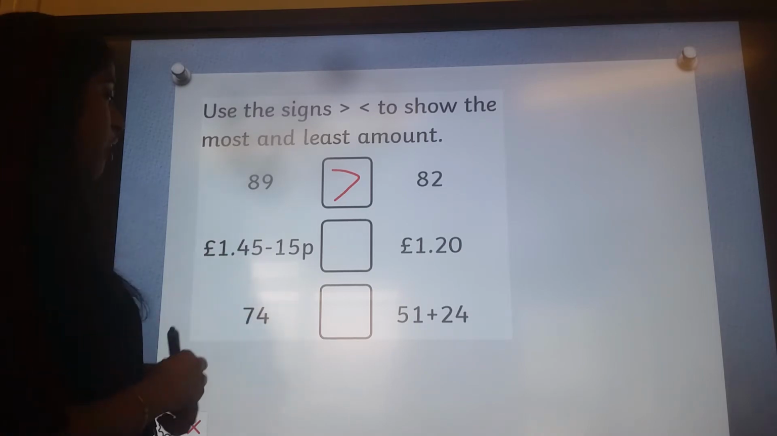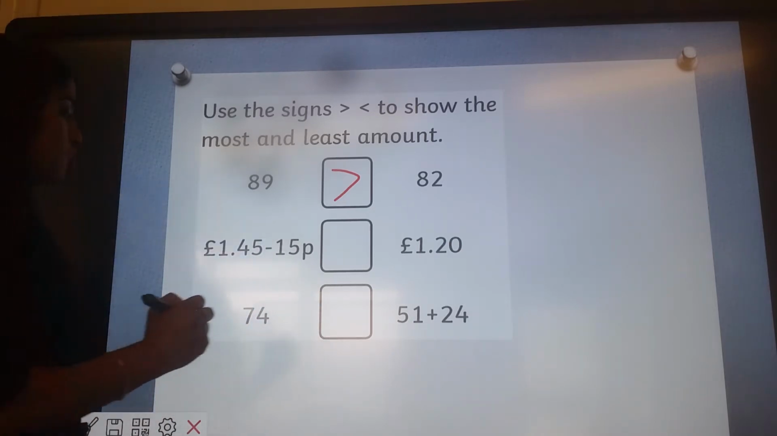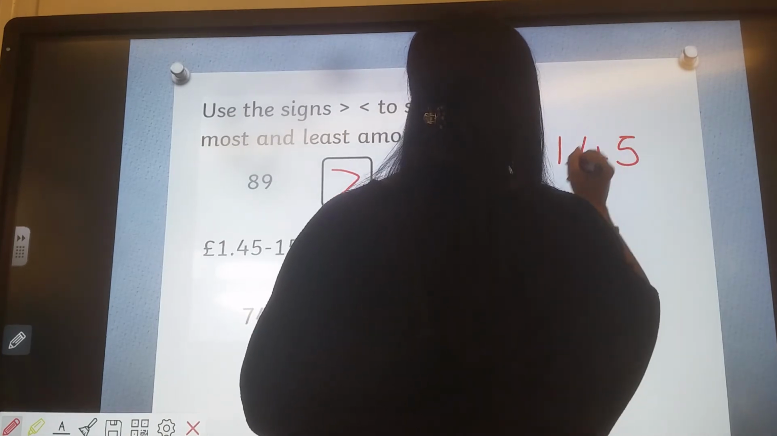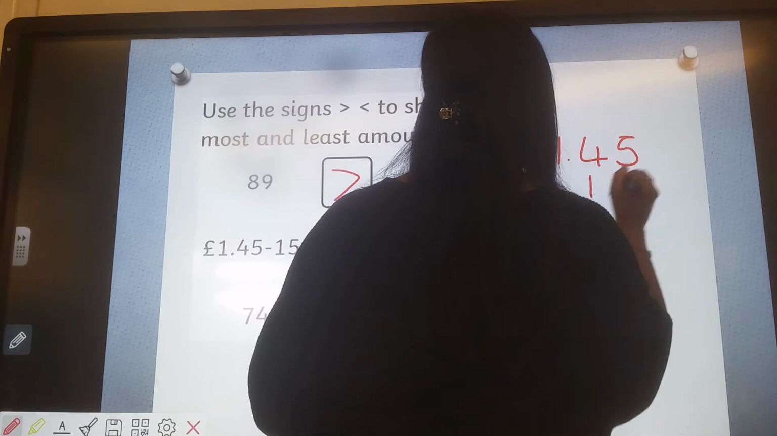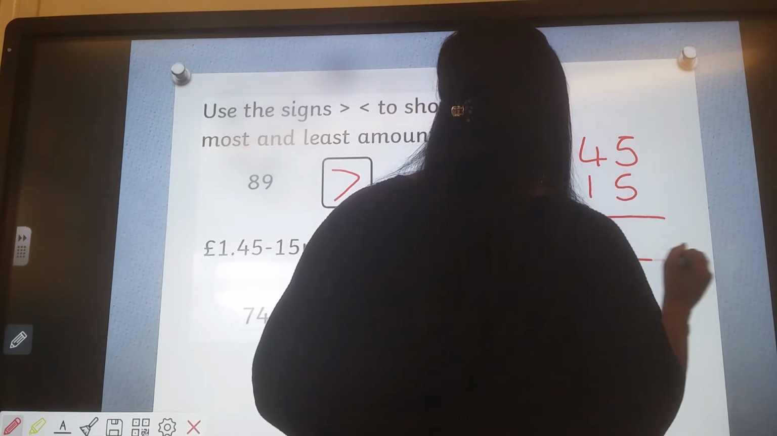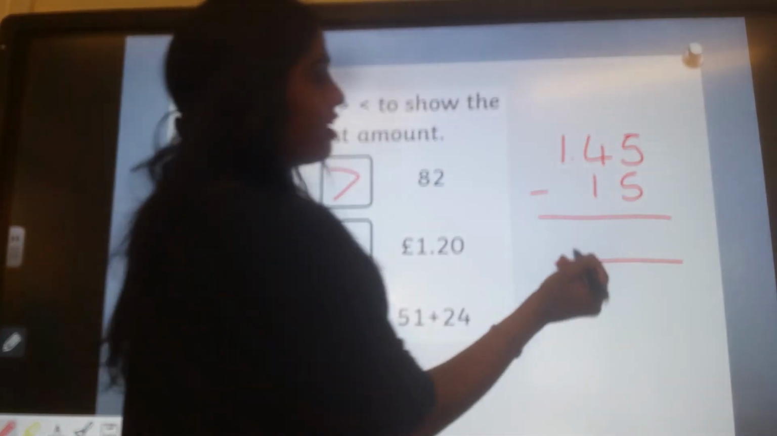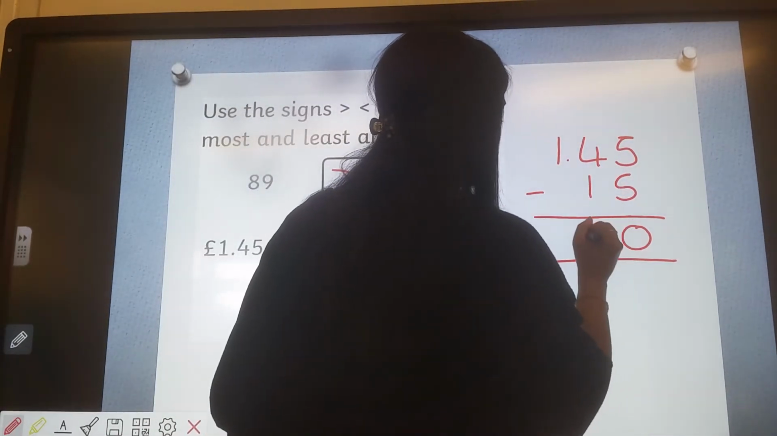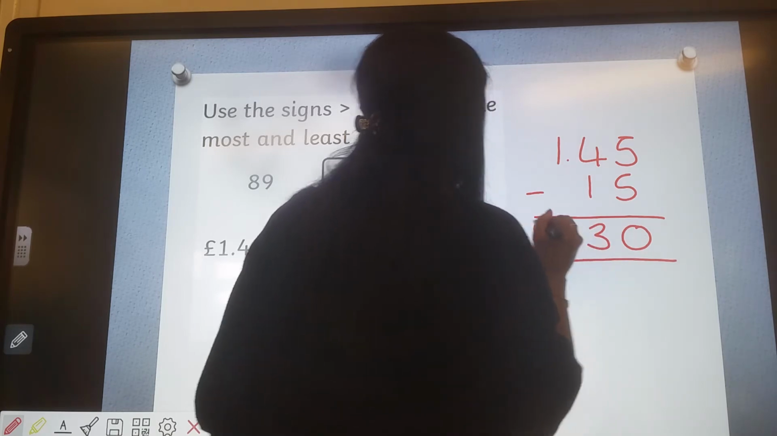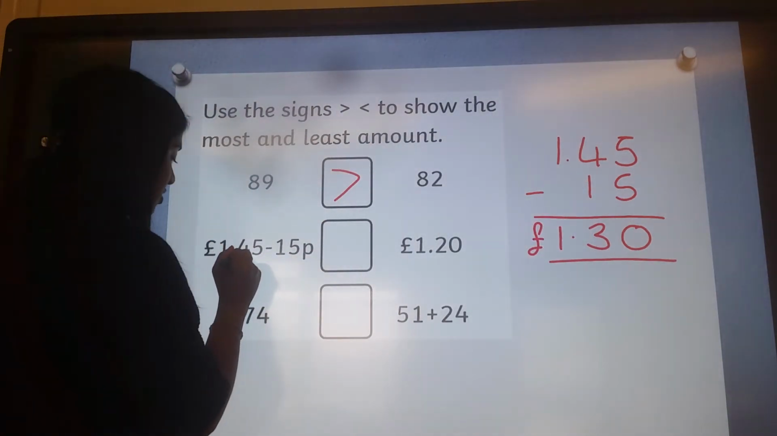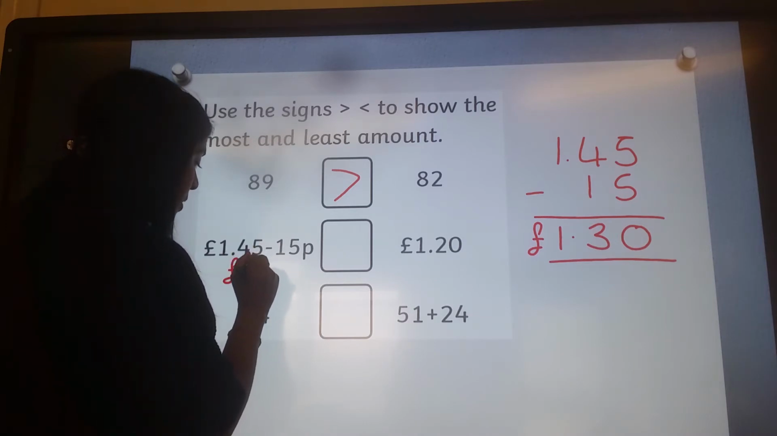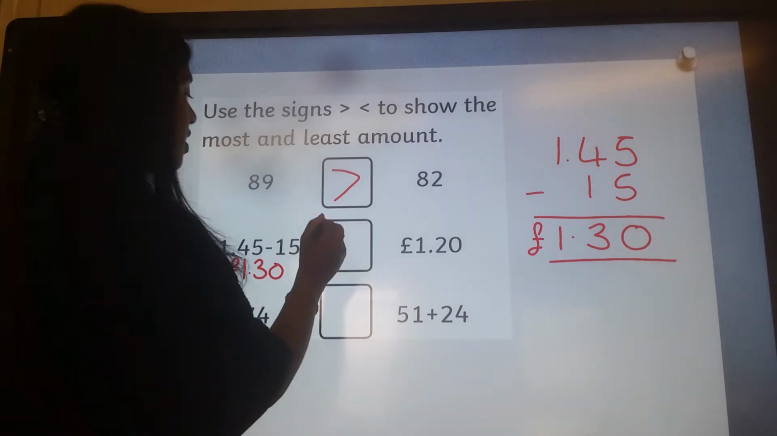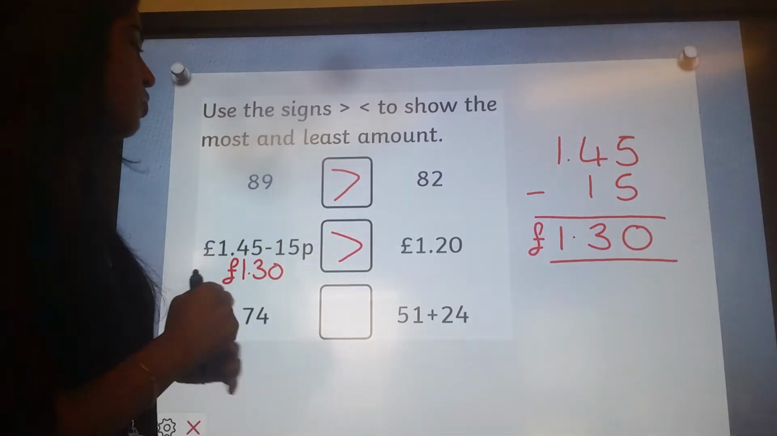So £1.45 minus 15p. So I'm going to show my working out here. So £1.45 minus 15. Okay, so 5 minus 5 is, good, 0. 4 minus 1 is, excellent, 3. I've got my £1 here. So my answer is going to be £1.30. So the answer to this is going to be £1.30. So which one is the larger amount? It's going to be £1.30. So the crocodile mouth is going to be facing the £1.30.